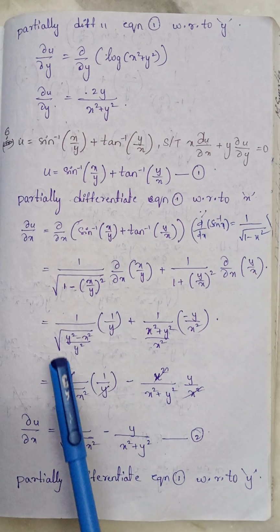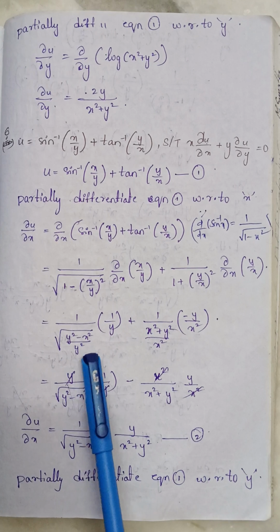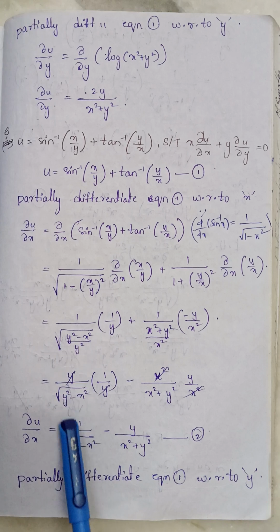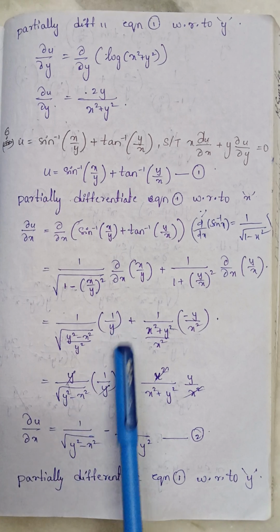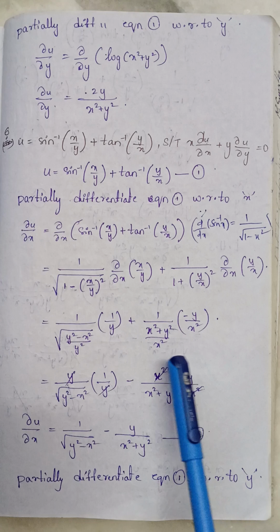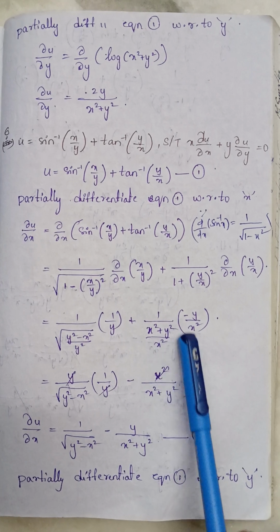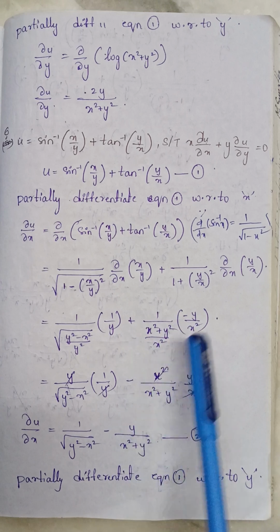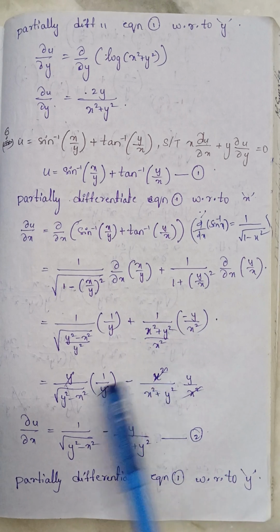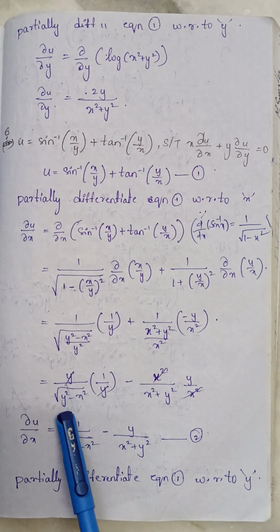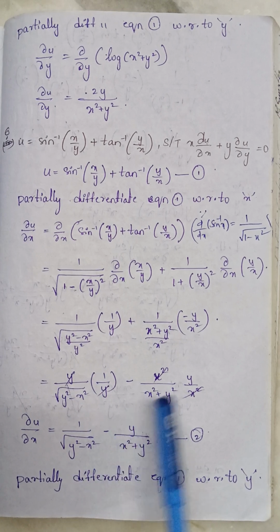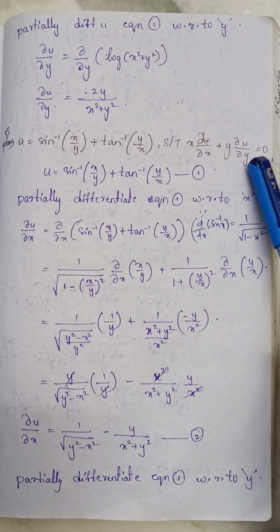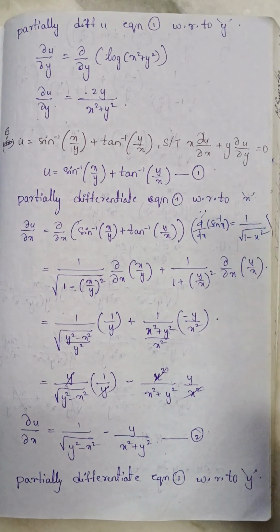Now take it into the numerator. Root of y square is nothing but y, take this y into the numerator, so y by root of y square minus x square into 1 by y here. Similarly take this y by x square into the numerator, x square by x square plus y square, plus into minus here. y by x square gets cancelled, y gets cancelled, then 1 by root of y square minus x square minus y by root of x square plus y square.